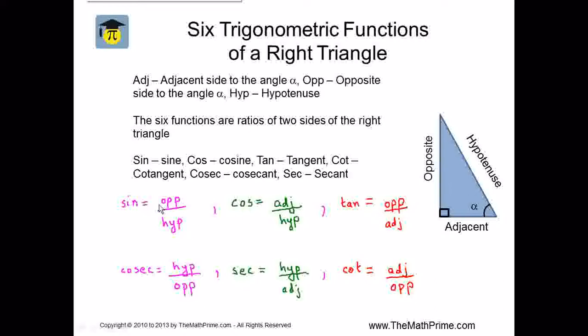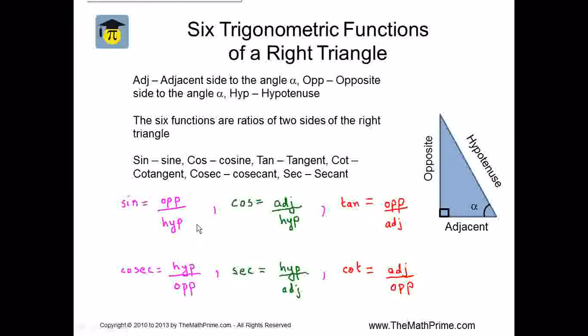Note, if you will, that any two ratios of the same color are reciprocals of each other. So sine is opposite divided by hypotenuse, whereas cosecant, same color, is hypotenuse divided by opposite. So we have simply flipped the names of the sides. So they are reciprocals of each other. Likewise for cosine and secant, and tangent and cotangent.